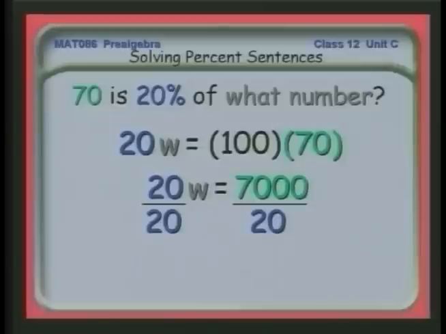Divide both sides by 20 to isolate W by itself. In this case, I have a 0, and I can divide the 7,000 by 10 and the 20 by 10. And when I solve this, 700 divided by 2 is 350. I can say that 70 is 20% of 350.